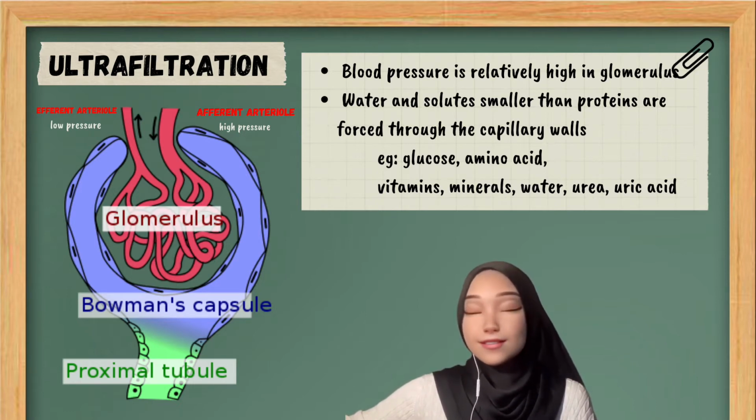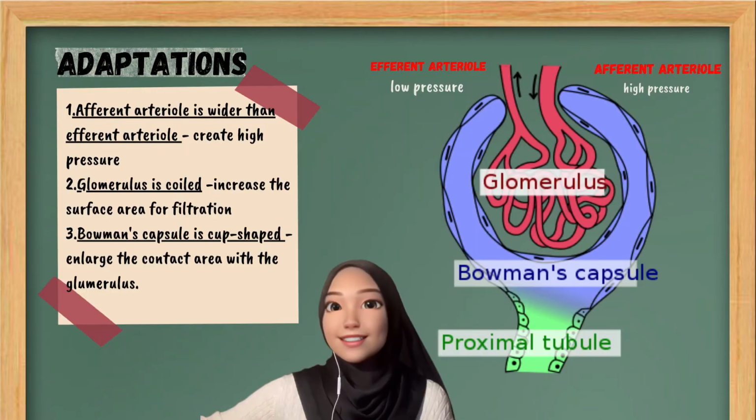Examples of the solutes that are forced out of our blood are glucose, amino acids, vitamins, minerals, water, urea, and uric acid. So here are other adaptations of the part where ultrafiltration occurs.